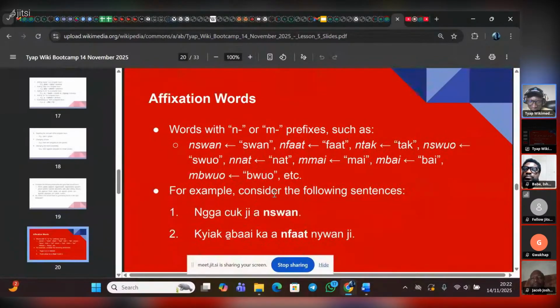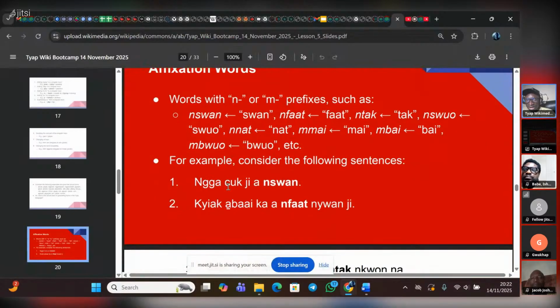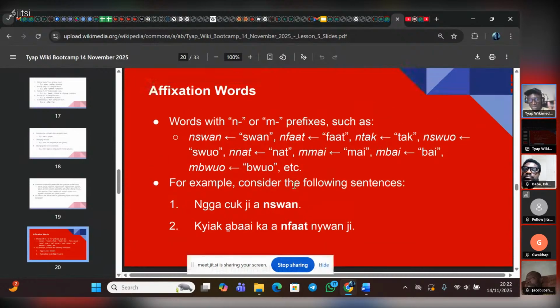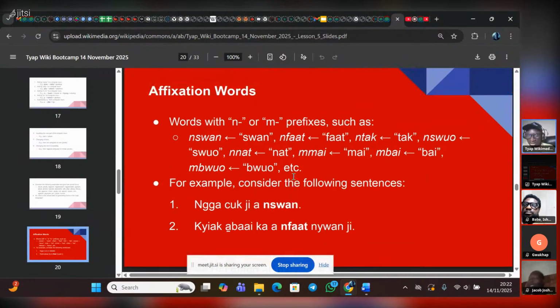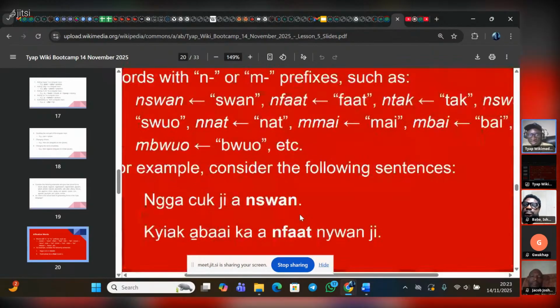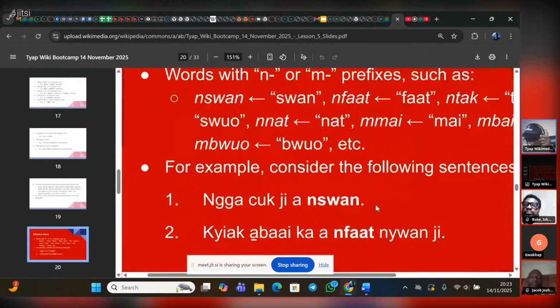And the first example says nga chukji ang swan. If I don't pronounce it very well, you can unmute and help me to pronounce it. Or rather, let me just give the mic to Wakap to read these sentences for us so that we get the tonation correctly. So Wakap, please unmute and read this for us.